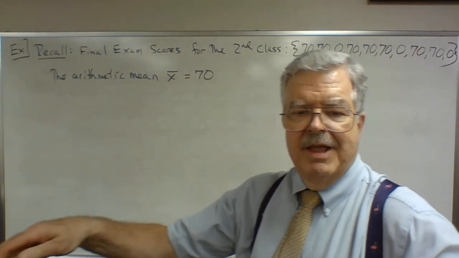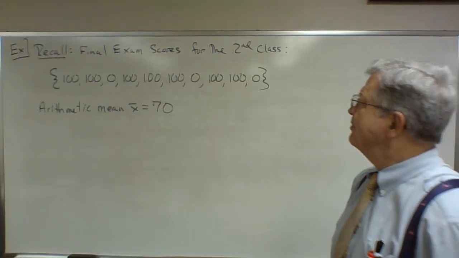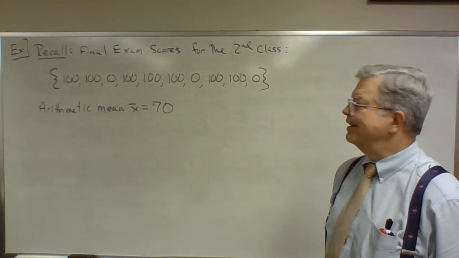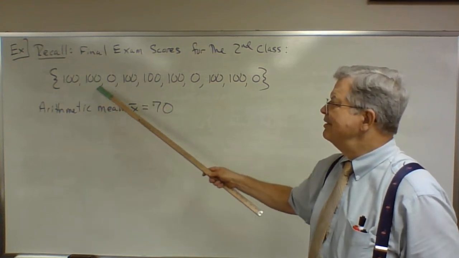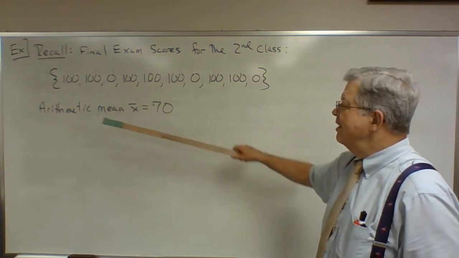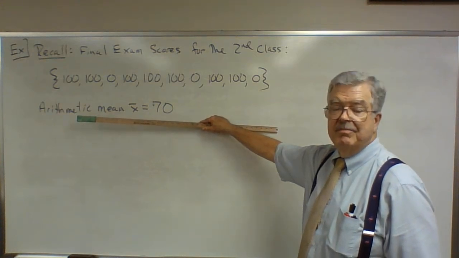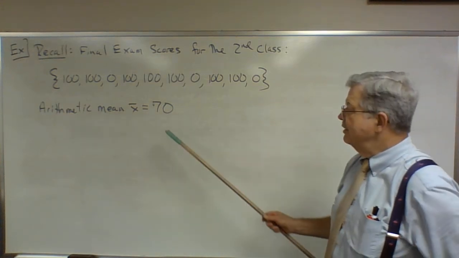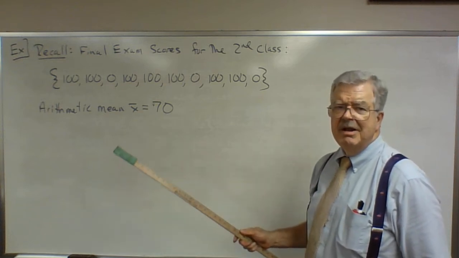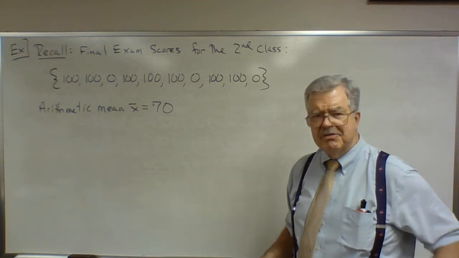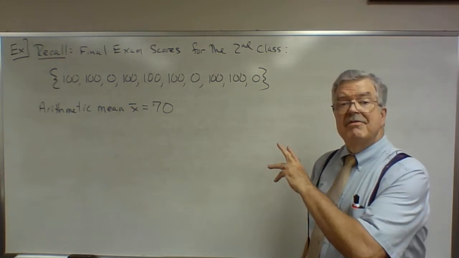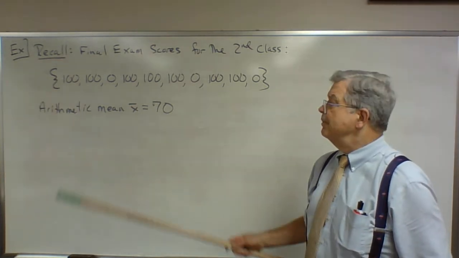Whoa. Cancel that. Okay. Now I have the correct final exam scores for the second class. 100, 100, 0, 100, 100, 100, 0, 100, 100, 0. The arithmetic mean was 70. Very misleading. We look at the arithmetic mean and think, well, okay, all of the students here, not bad students, not great students, just kind of average, typical students. And yet if we look at the individual test scores, that's not true.